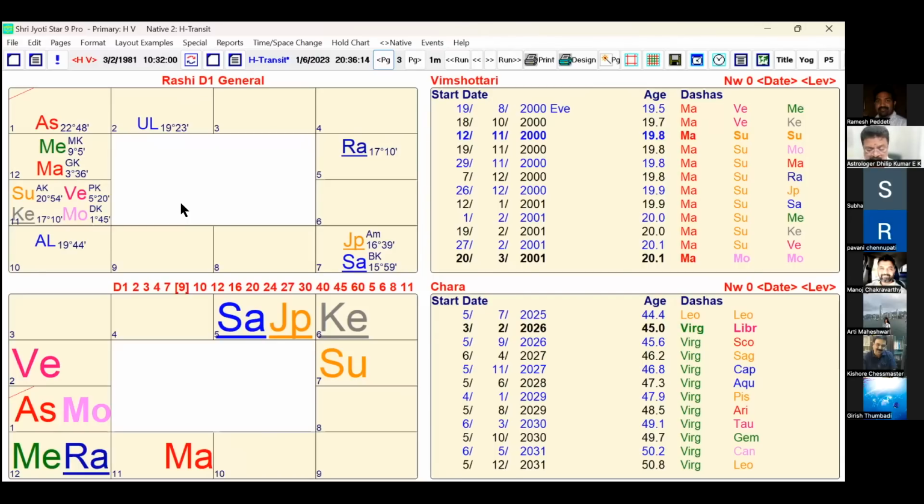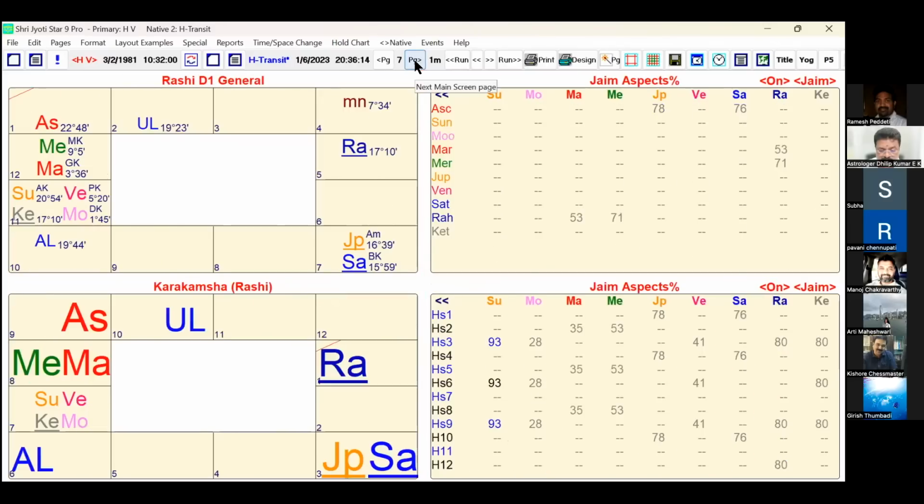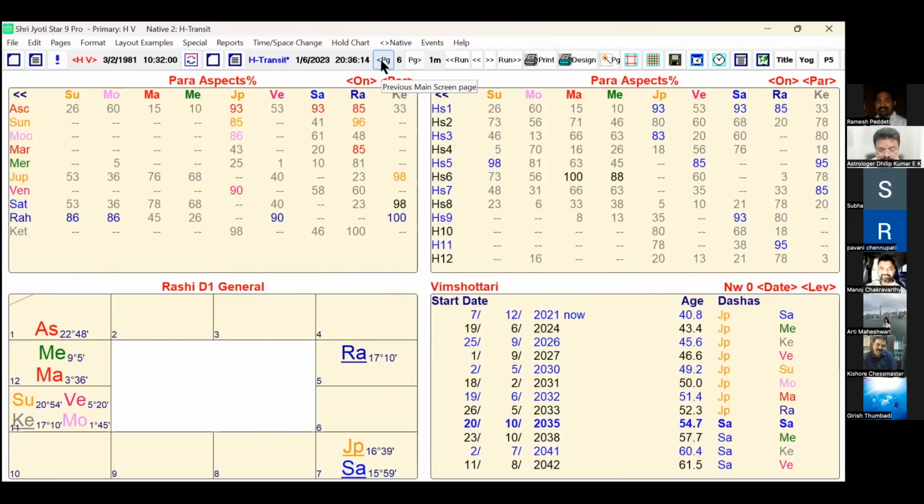Guruji, one more observation. Can you please go to the aspect table where it shows aspects on houses? One of the statements by the rishis is that the 6th house is the house of Runa, Roga, Ripu. The 6th house is also the house for accidents. Look at the 100% aspects on the 6th house.